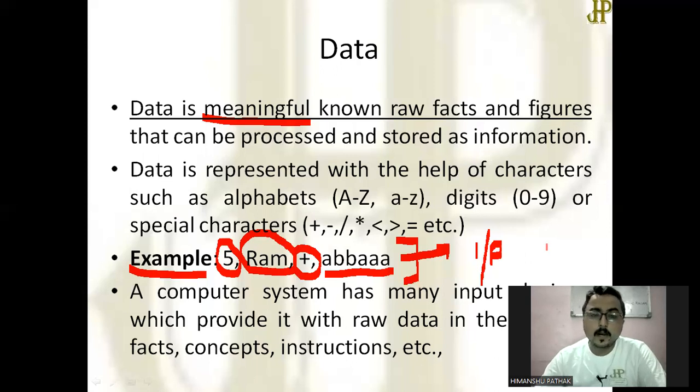Okay? And after that, that data is processed according to the instruction given by the user to the CPU, and then we get some information from the system or CPU. Clear?